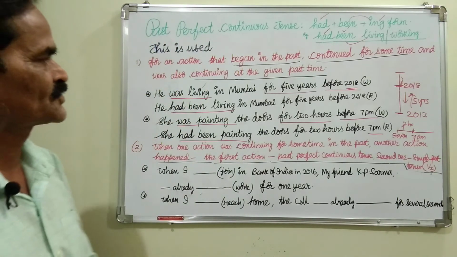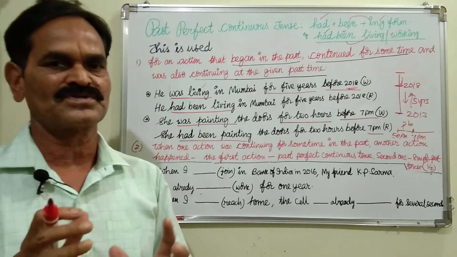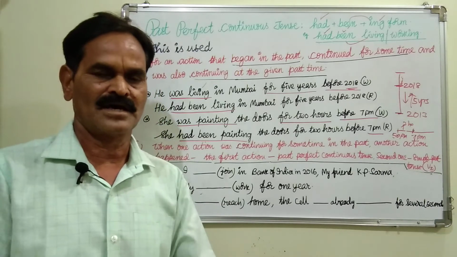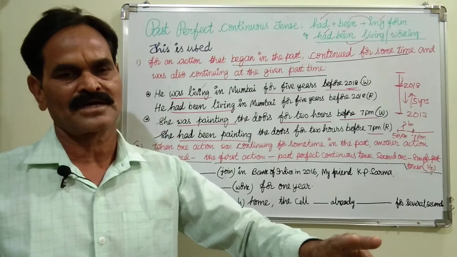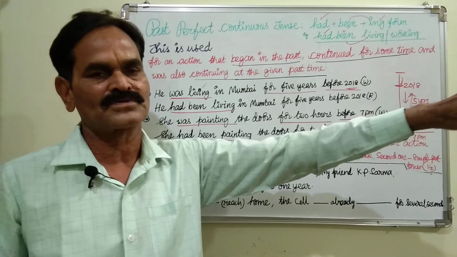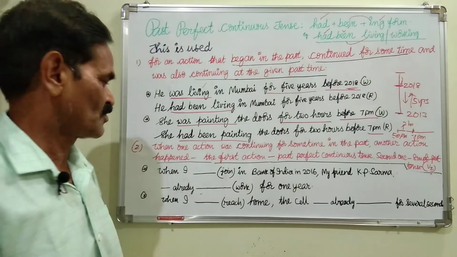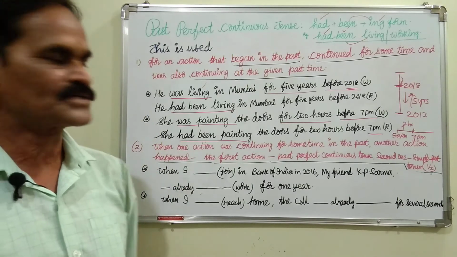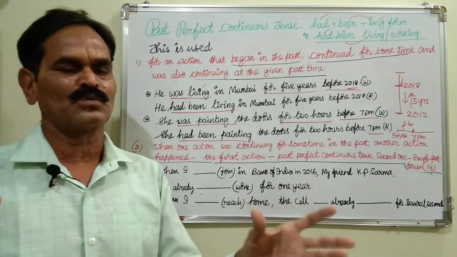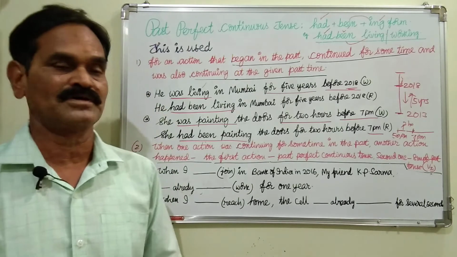So this is the occasion when we have to use past perfect continuous tense. What is that? Began in the past, continued for some time, and some past time again will be given. At that time also it was continuing. It is not continuing now, it was continuing at the given past time. And this is one occasion. Sometimes 2 actions will be given, 2 tenses will be given.